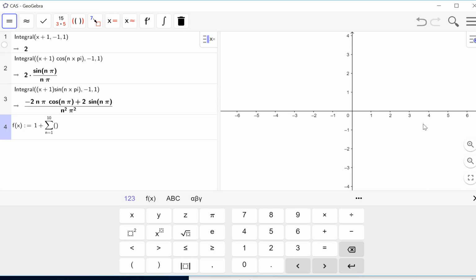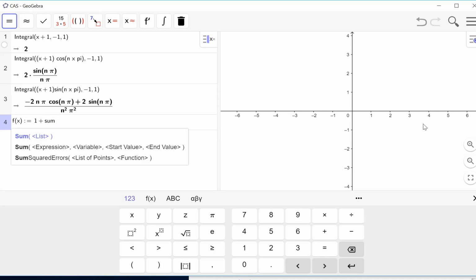Which sum did you choose? I chose. Sound like my nieces. The second one here.